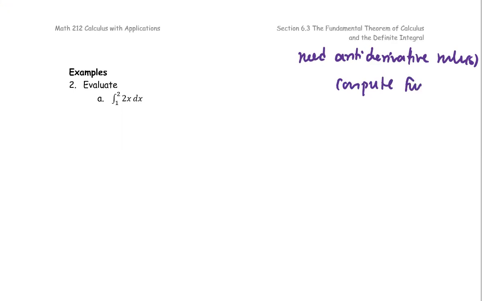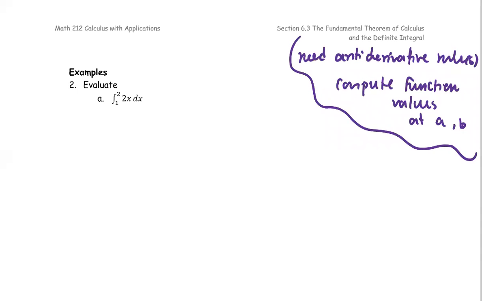I will go slow, step by step. You stop me if you have any question, okay? Again, you're going to need the antiderivative rule, maybe more than one rule. And also compute the function value at the end, so at A and B, lower limit, upper limit. Okay, put the note here.